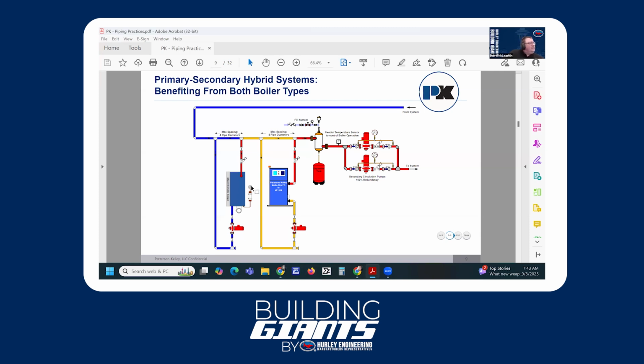So that's the primary function of this. We're going to run this condensing boiler as our primary heating appliance, and we're going to try and capture all the efficiencies we can out of that, and only use this non-condensing when we need additional capacity for our system on the cold days. Let me go to the next slide here.